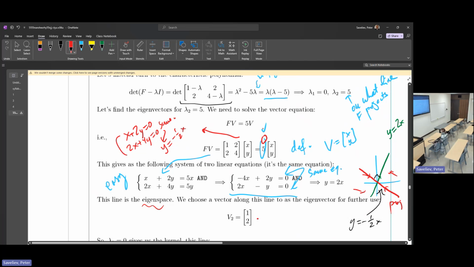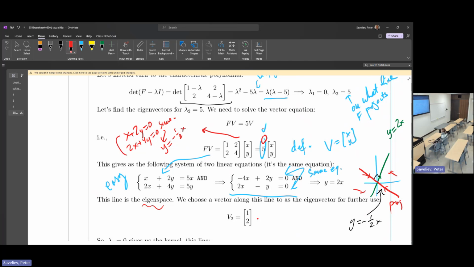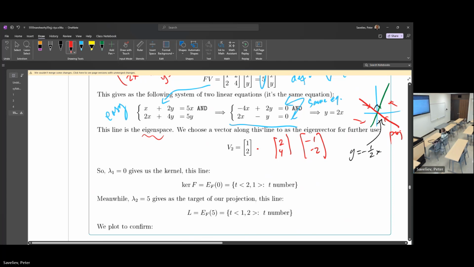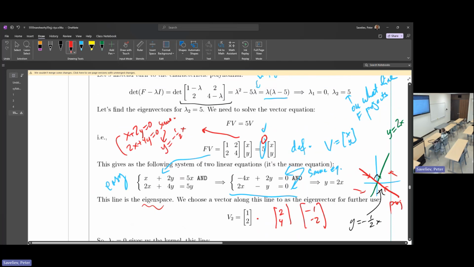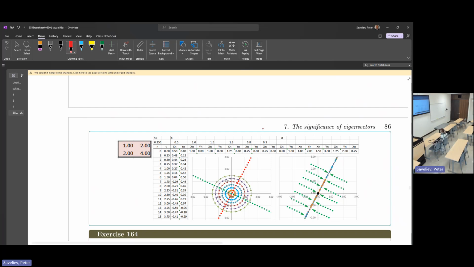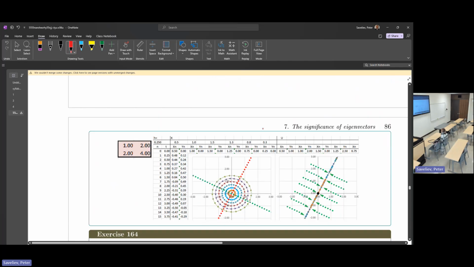I picked 1, 2 over here, but I could have chosen 2, 4, or -1, -2. All of these are candidates, so they're equally good in that respect. So anyway, we discovered that picture, and it is confirmed with the computation. Once again, projections along the perpendicular line. The computation that I just did by hand is what the spreadsheet does in making these pictures.